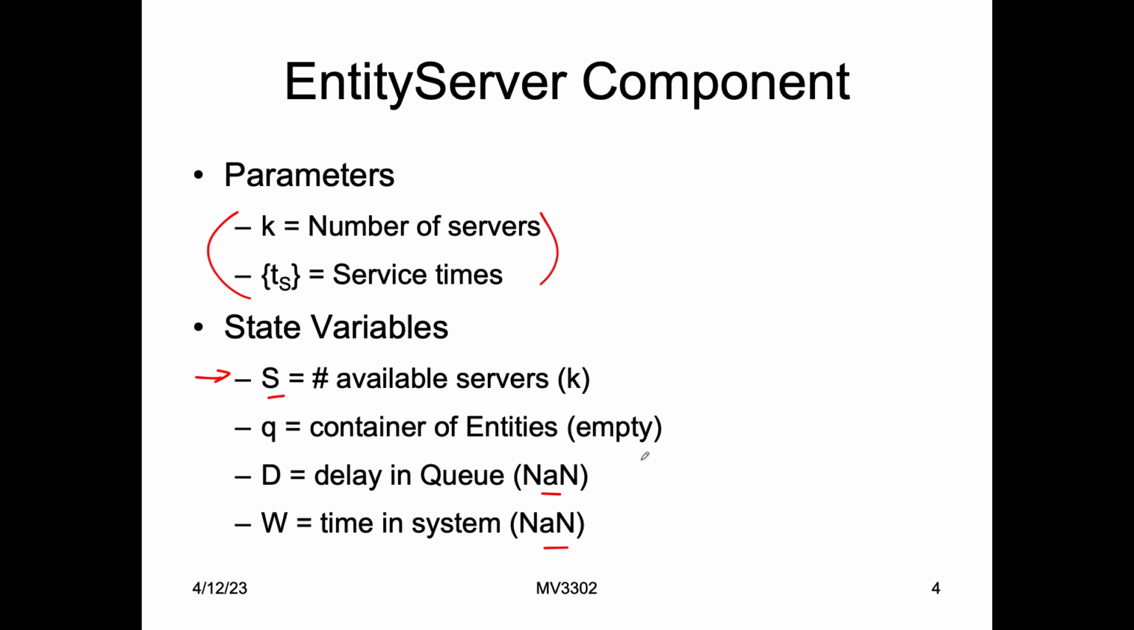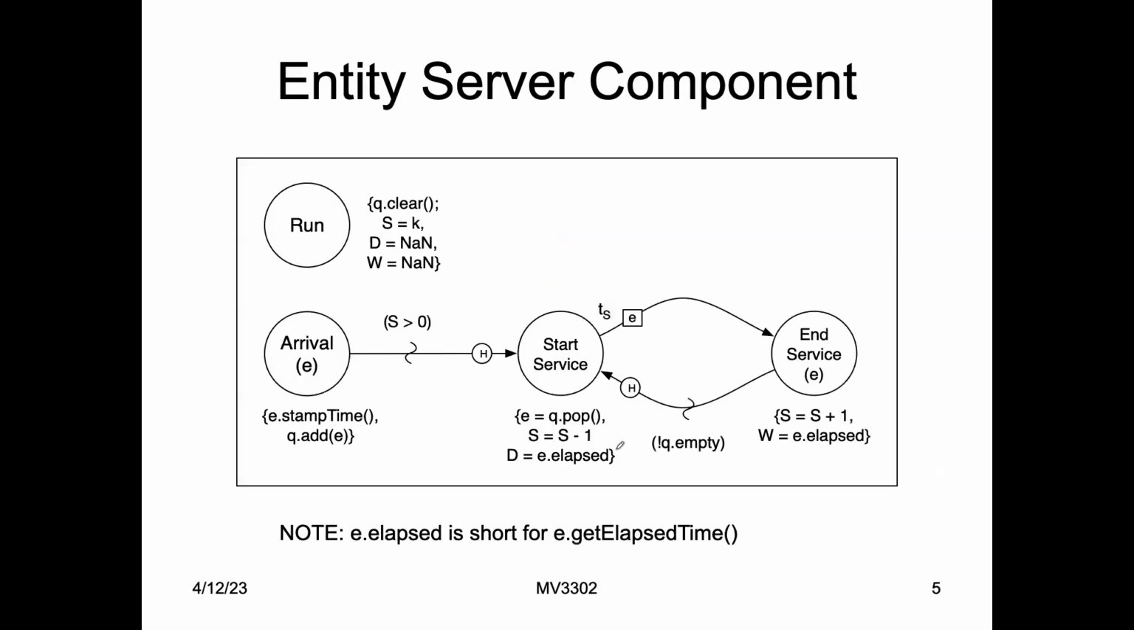So that's why these are initially not a number, because you might be tempted to set them to 0, and if you don't do anything, the default value for instance variables is going to be 0. But that's misleading, because you're saying that the delay in queue is 0, but it's not 0, it's undefined, because there is none. So that's fine.